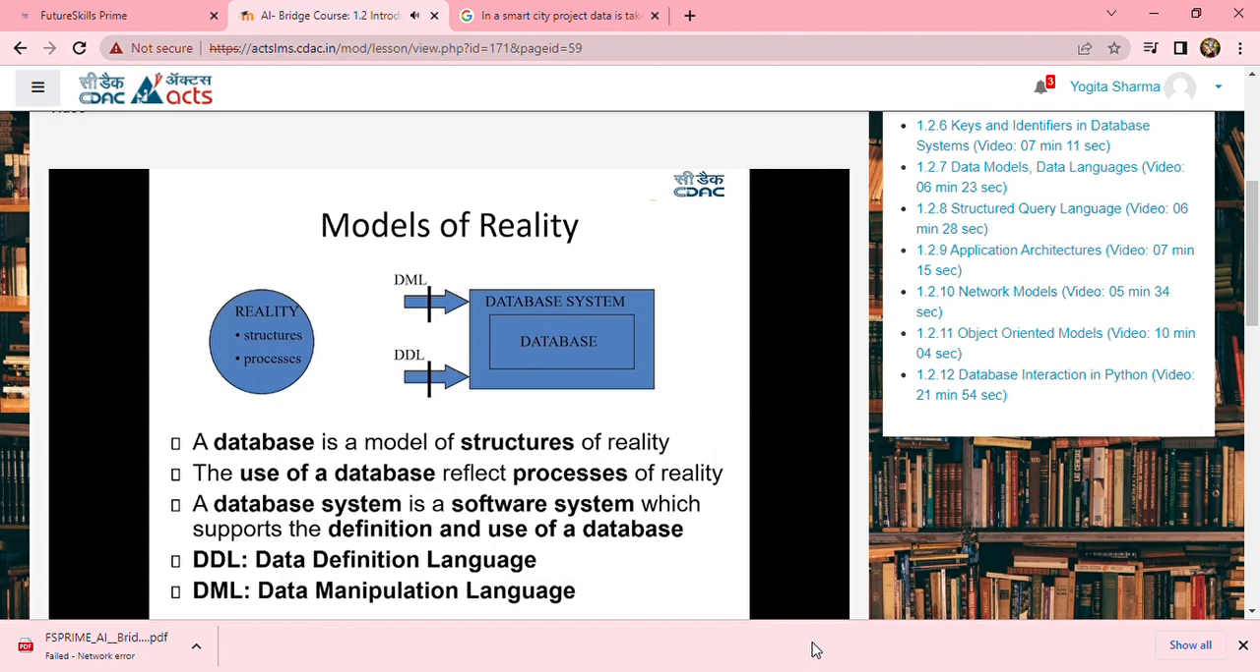Whenever it is supporting the use of the database, there are two supporting factors for a database management system, called DDL and DML. DDL stands for Data Definition Language, and DML stands for Data Manipulation Language. So, based on the models of reality containing the structures and the processes, under the processes we have the two supporting systems for database management: DDL, the data definition language, and DML, the data manipulation language.